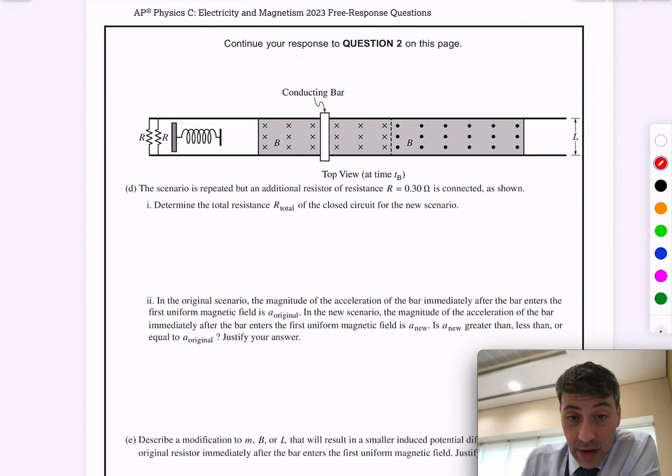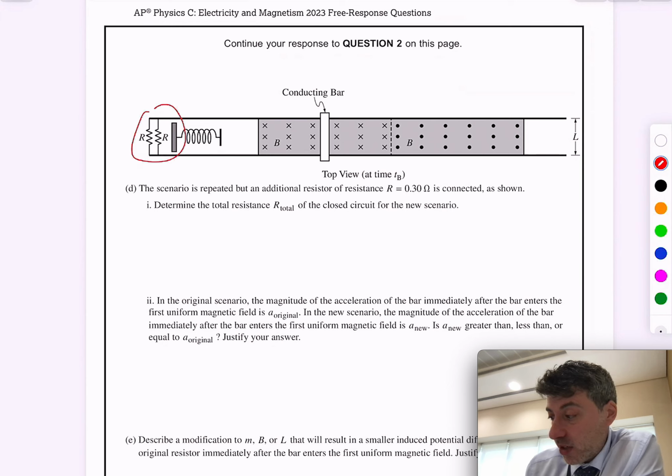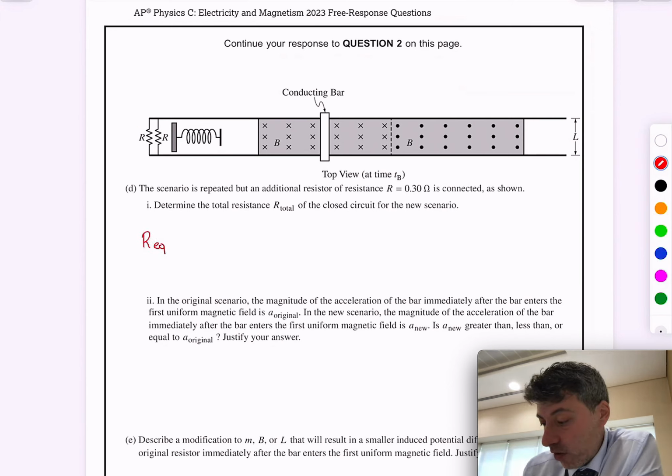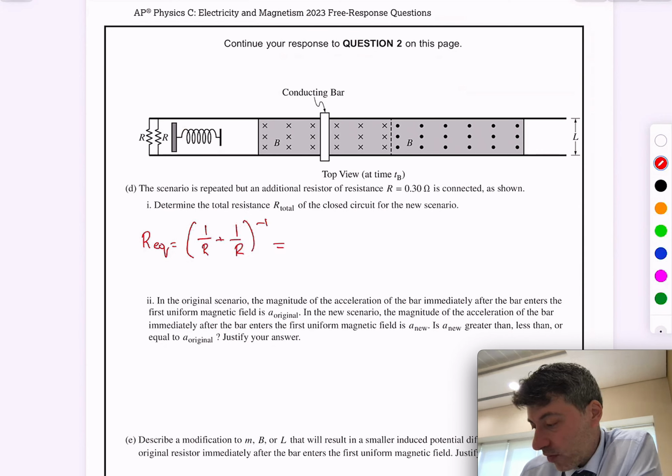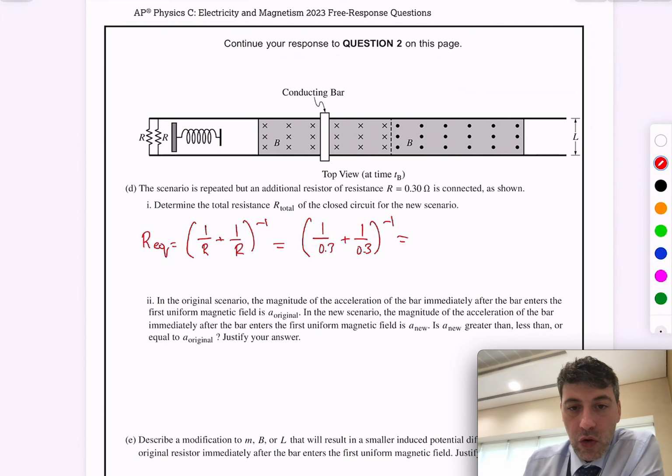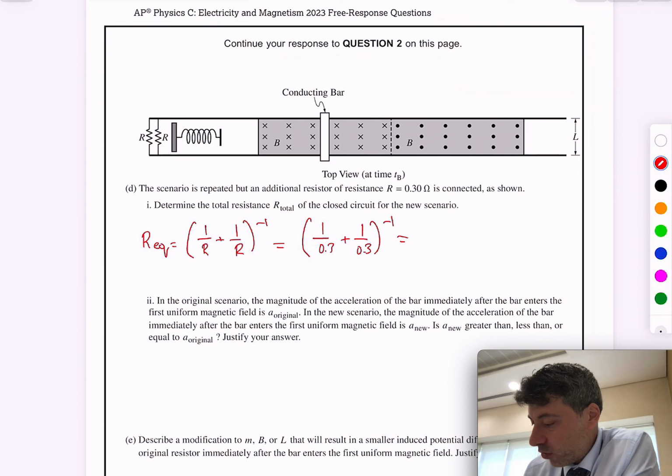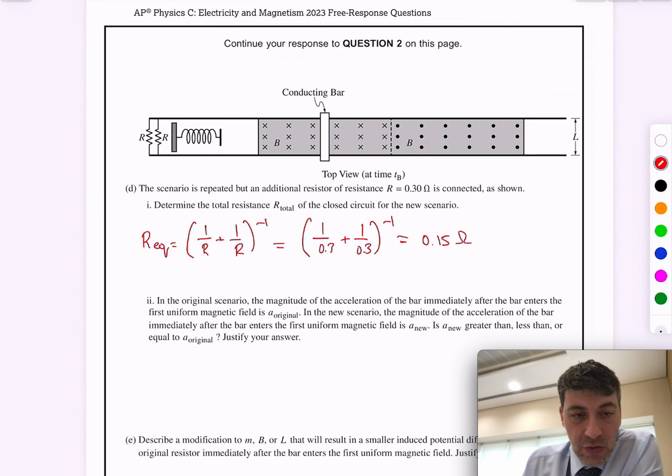There is a new resistance now on this loop, and we need to find the total resistance. In this case, we can clearly see that the two resistors are connected in parallel, so the equivalent resistance is (1 over R plus 1 over R) to the power of negative 1. This is (1 over 0.3 plus 1 over 0.3) to the power of negative 1, so 2 over 0.3, and if we flip it, 0.3 divided by 2, it is 0.15 ohms. And I think this is what we actually need.